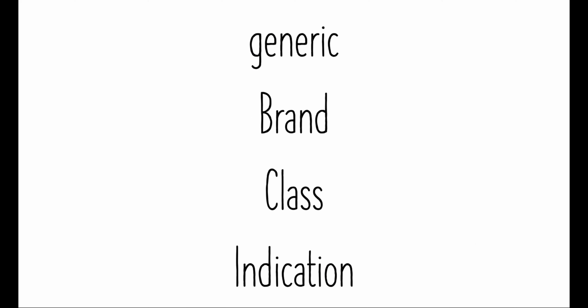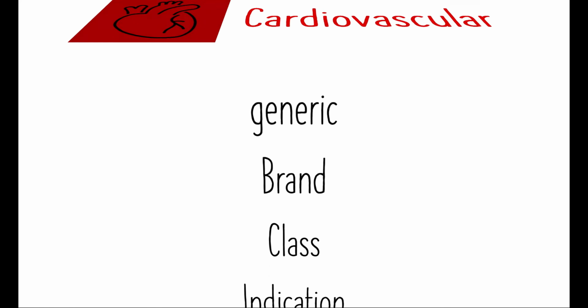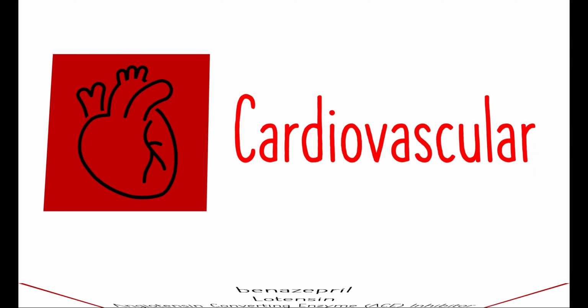Drugs are organized by generic name followed by brand, then class and indication. If the drug is a controlled substance, the schedule will appear as well. I provided a list of these drugs in the description if you'd like to follow along. In my next video, I'll go over tips, tricks, and techniques to learn this information efficiently. We'll start off with cardiovascular drugs.